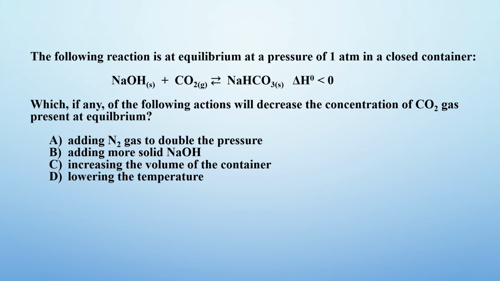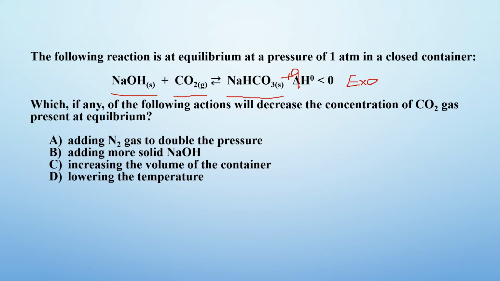So for the last problem, we're looking at this chemical reaction. We have sodium hydroxide solid absorbing the carbon dioxide gas and forming sodium bicarbonate, also called sodium hydrogen carbonate. Delta H is less than 0, meaning that it's an exothermic reaction. Right, so for an exothermic reaction, the Q is on the right-hand side.